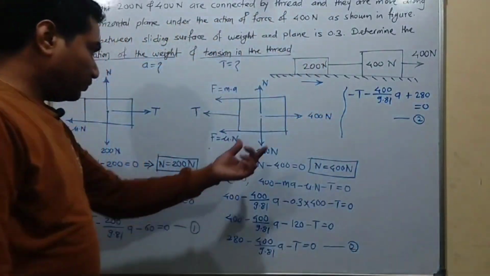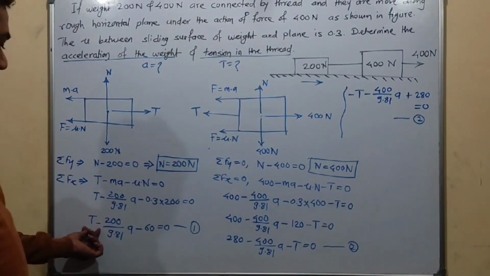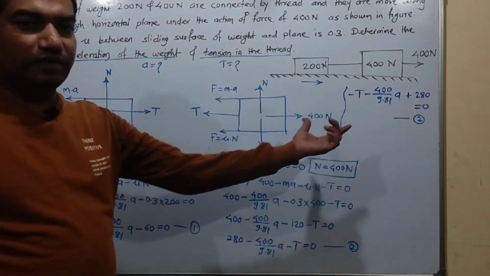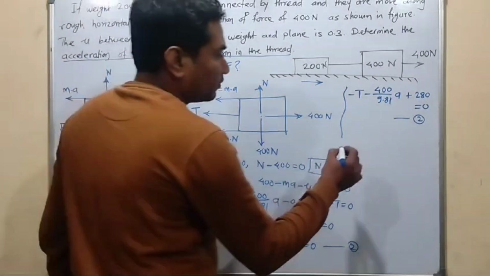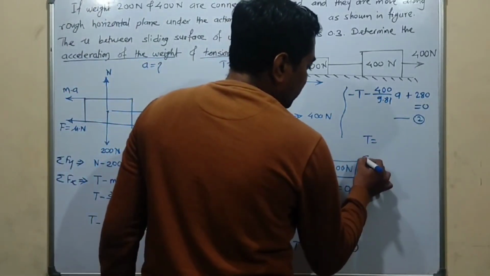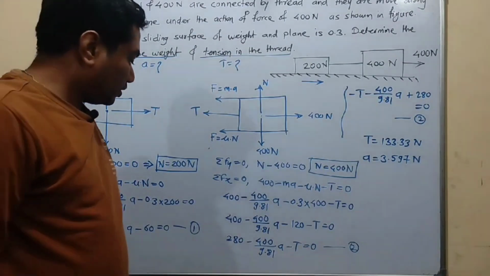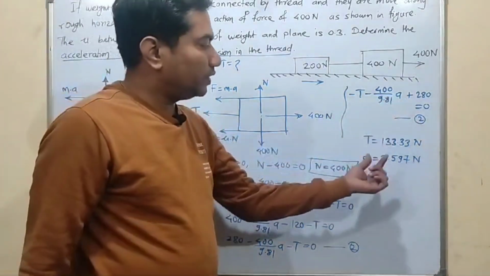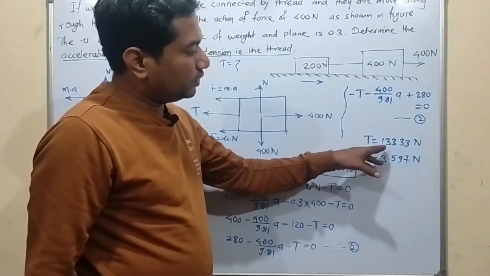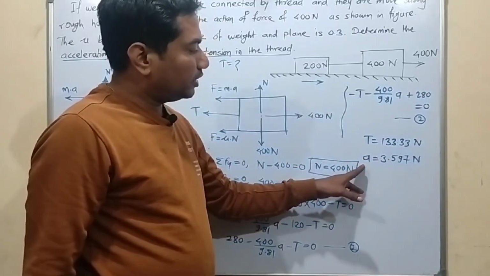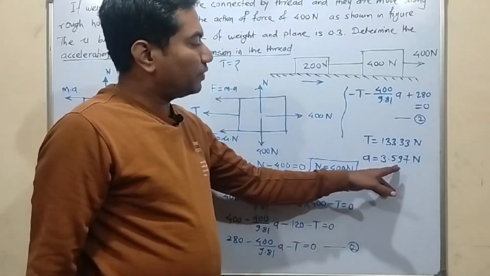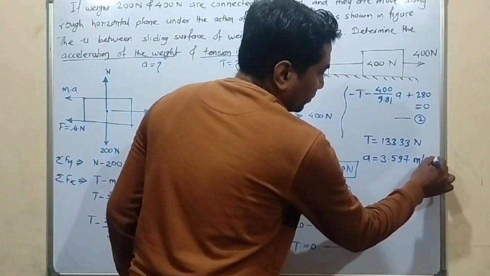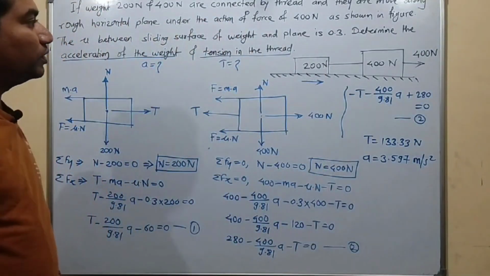So now if we compare these two equations, T is first unknown, A is second unknown. So if we solve these two simultaneous equations, we will get the value of T and A. So after solving equation 1 and equation 2, we will get the value of tension in the string 133.33 Newton and acceleration of the weight, that is 3.597 meter per second square. So this is the solution of the given numerical.